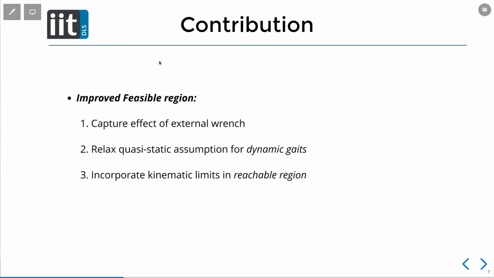The feasible region developed, however, lacked some important considerations that we attempt to tackle to further improve its definition. For instance, the effect of external wrenches other than gravity was not considered, quasi-static motions were assumed and so inertial effects were ignored, and joint kinematic limits were not considered, which we introduce in what we call the reachable region, and then we incorporate this region in the improved feasible region.